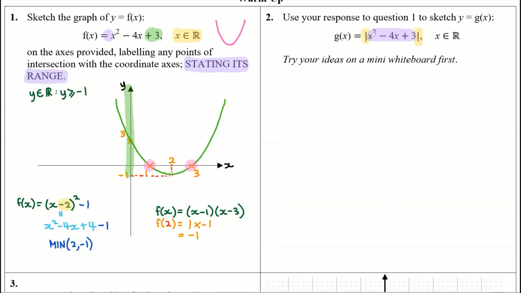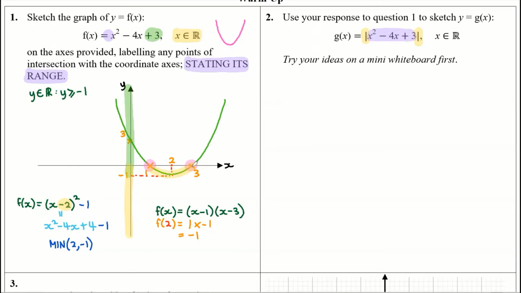So let's have a look at our sketch. Is there anything on this sketch that gives you a negative y value, or the value of the function is negative? Well, yes, there is. It's anything below the x-axis. So anything below the x-axis down here is negative, and we can see that this part of the curve between the roots is, of course, negative. Okay, it's below the x-axis.